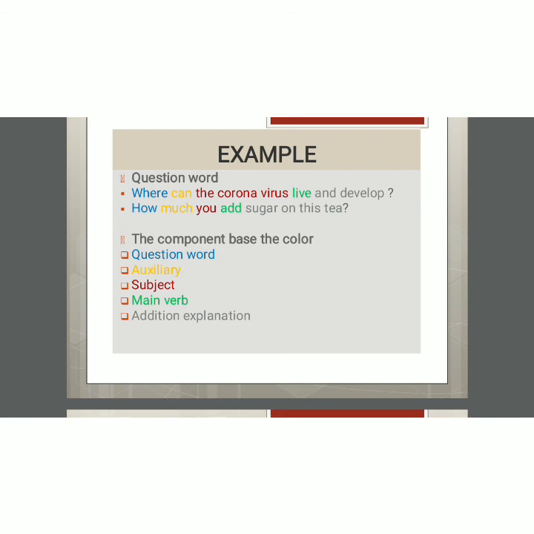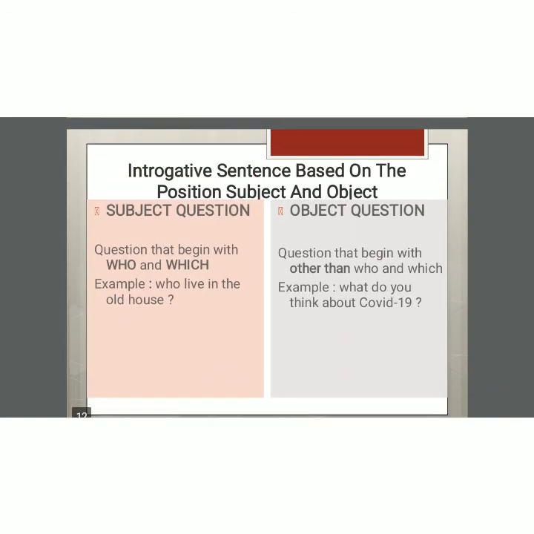Question word. How much sugar do you add to this tea? How is question word. Much is auxiliary. You is subject. Add is main verb. Sugar on this tea is additional explanation.